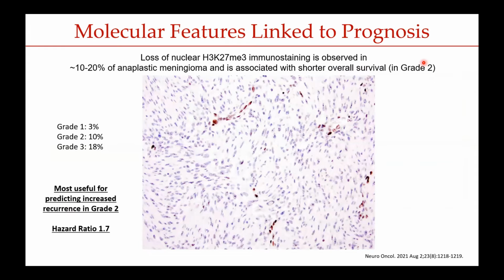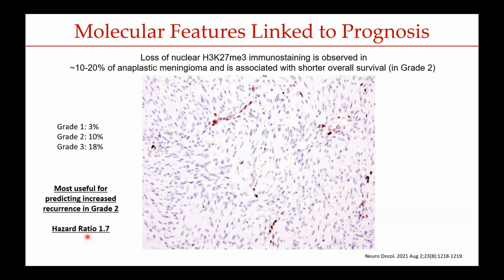So what are some of these molecular markers that can be used to help us figure out which meningiomas will be more aggressive? One that's been proposed is an immunohistochemical stain for trimethylation of histone 3 at lysine 27, H3K27 trimethyl, or ME3. Here the signal is retained in the blood vessels but lost in the tumor cells, because the nuclei are negative. When this is lost in grade 2 meningiomas, that tends to be an indicator of an increased risk of recurrence.